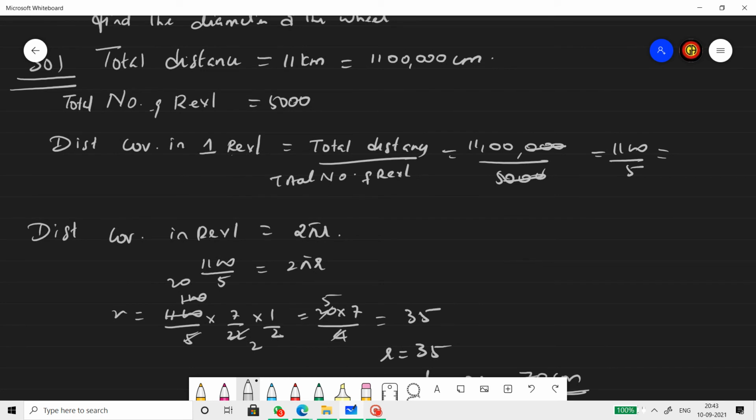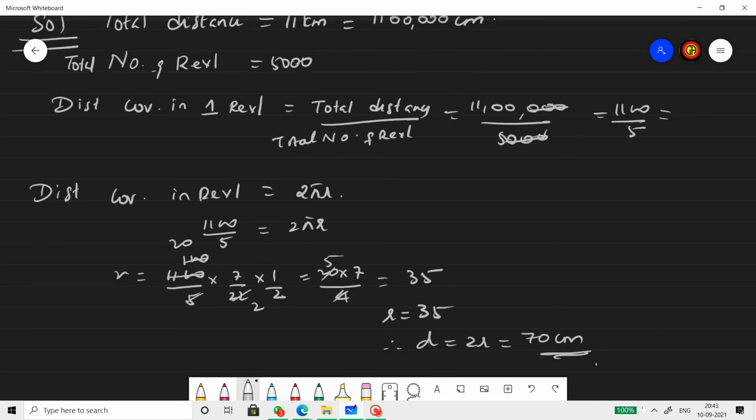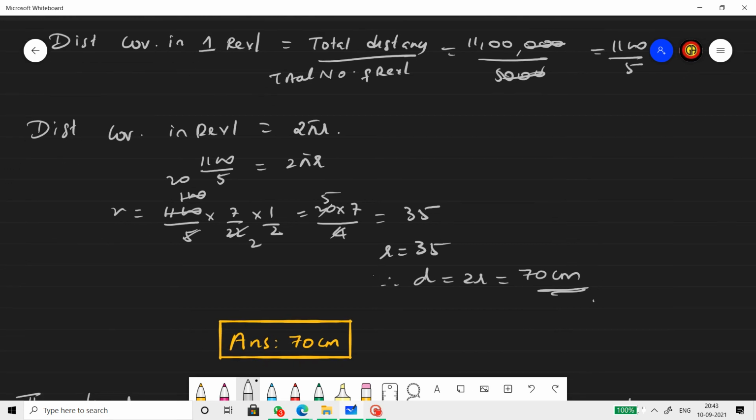Distance covered in one revolution is also equal to the perimeter or circumference of the circle, which is 2 pi r. Hence, 1,100 by 5 equals 2 pi r. So we need to find the radius. After you calculate, you find r is 35. And what is asked in the question is the diameter. So 2 times r, which is 70 centimeter.